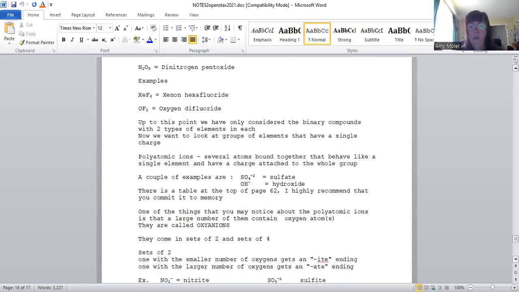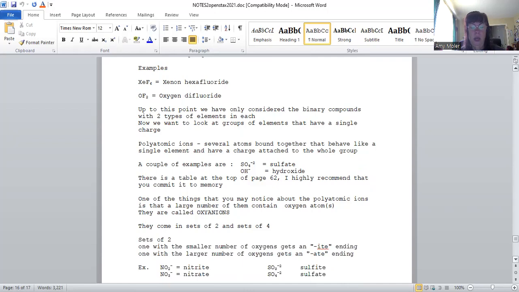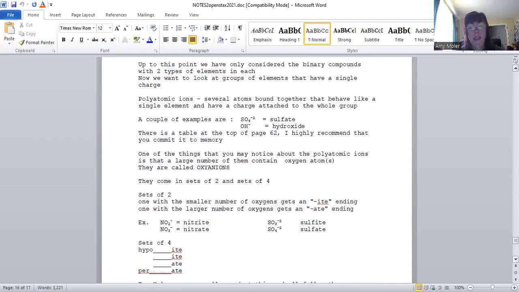All right, so now we're up to the end of the binary compounds, the ones that have just 2 elements. We are now going to embrace polyatomic ions. This is actually not a textbook description, but I think it is the best description I've run across. Polyatomic ions are several atoms bound together that behave like a single element and have a charge that is attached to the whole group. So such things as SO4 2-, sulfate, or OH-, hydroxide.